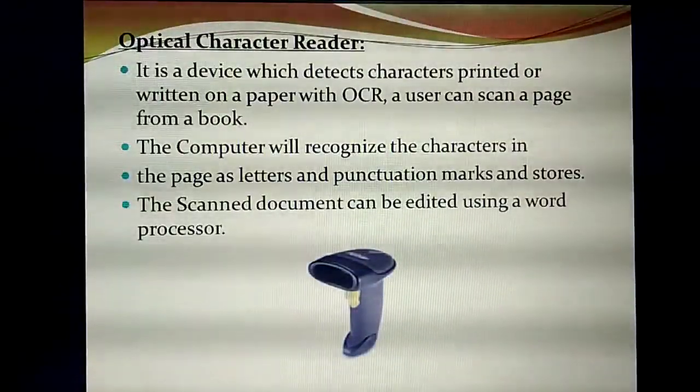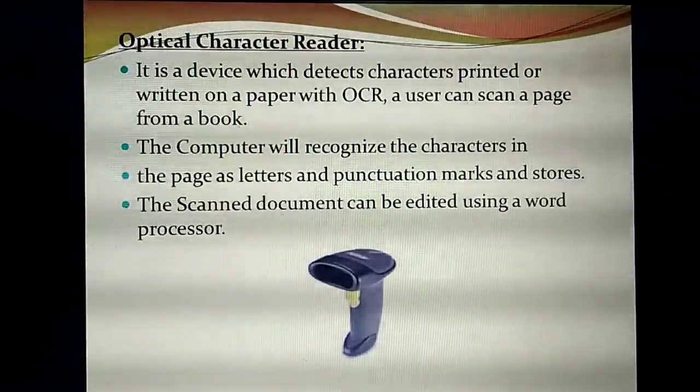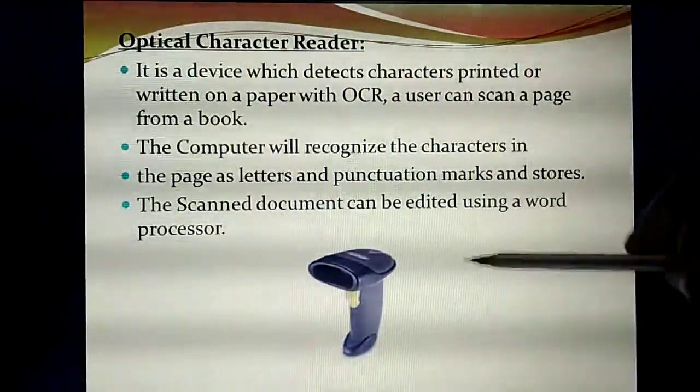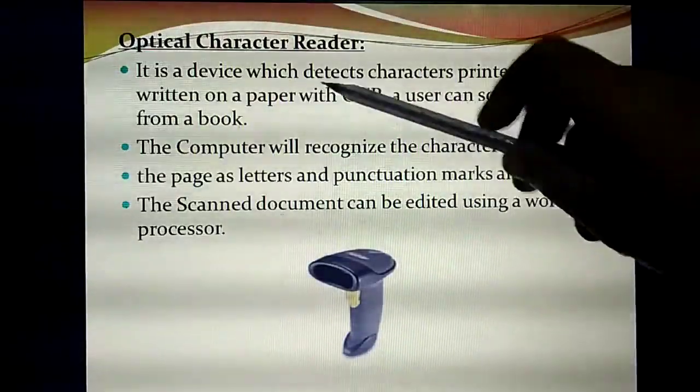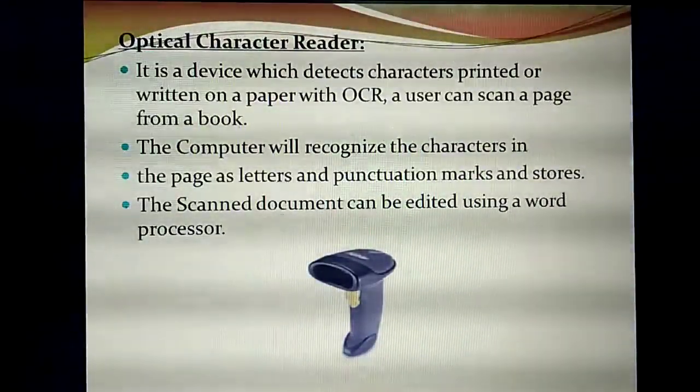Yes, next thing is the optical character reader. This is similar to a scanner. Already you have studied the scanner, no? Likewise this is the optical character reader. This is the diagram or picture of the optical character reader. That's the full form, OCR. OCR means optical character reader.